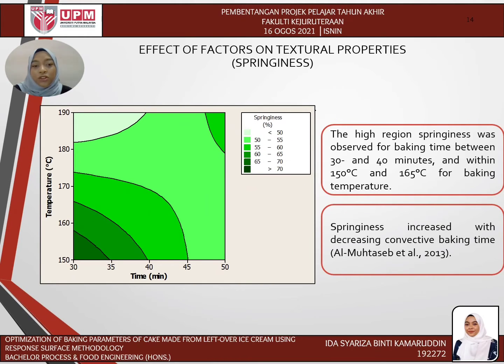For springiness, the contour plot shows the high region of springiness was observed for baking time between 30 and 40 minutes, within 150 degrees Celsius and 165 degrees Celsius for baking temperature. This is similarly reported in Al-Mutasib et al., 2013: springiness increased with increasing convective baking time.